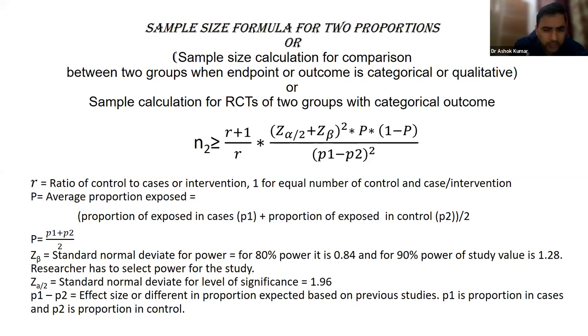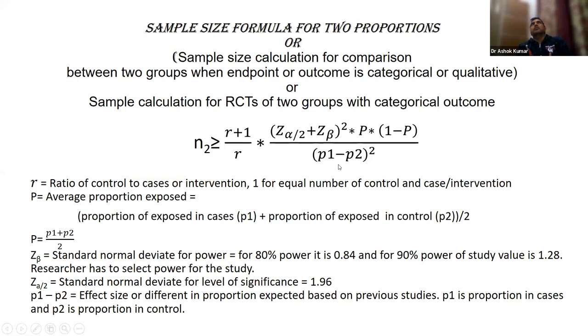Z beta, I think we know about this. What is Z beta? At power of 80%, it is 0.84. Power of 90%, it is 1.28. Please remember this. Z alpha by 2, we know very well. It is a 5% level of significance or 95% confidence interval. It is 1.96. Okay. And P1 minus P2. What is P1 minus P2? You can see it is P1 minus P2.